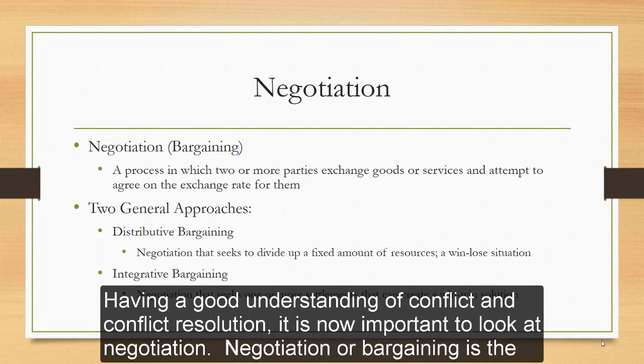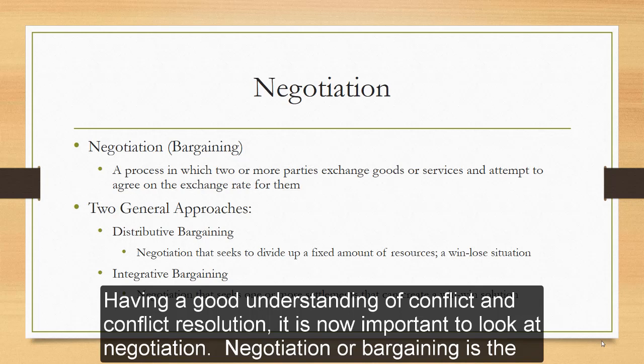Now, negotiation is a process in which two parties are exchanging goods or services and attempt to agree on an exchange rate for them. That's one definition. We can also think of negotiation as a process where people involved with some kind of conflict work on creating a deal that's mutually beneficial.